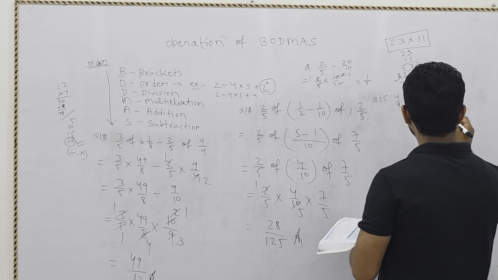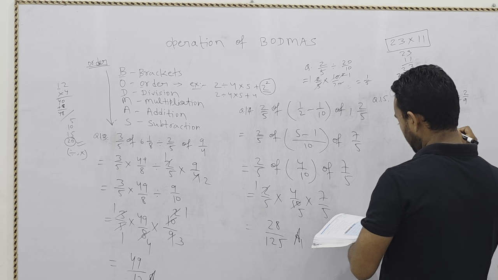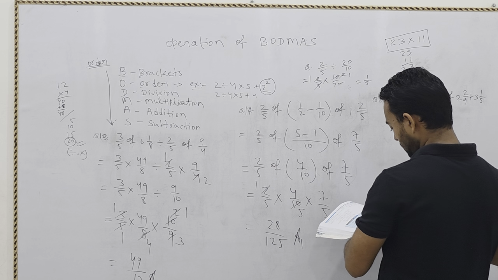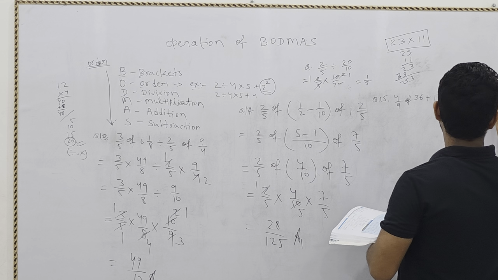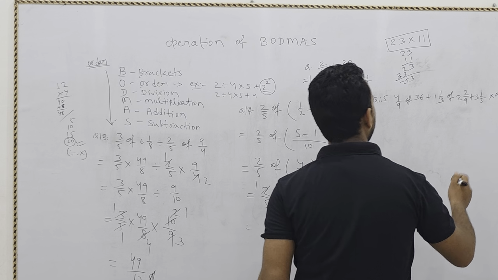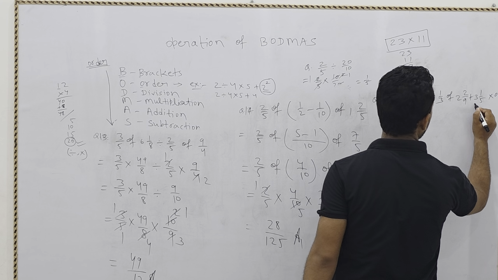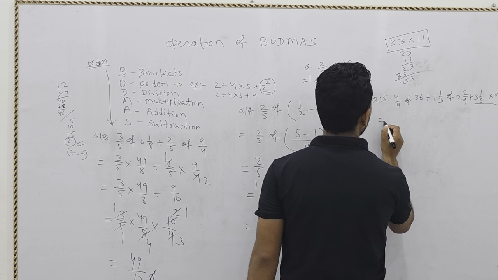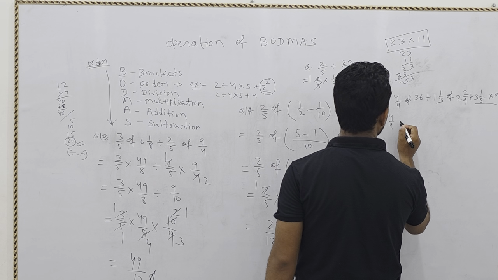Of 2 by 9, plus 3 1 by 5. Multiply 0. If you multiply 0 with any number, we get 0. Here 0 is multiplying by this number. Anything multiplied with 0 gives 0, so in the next step we will not write that one.